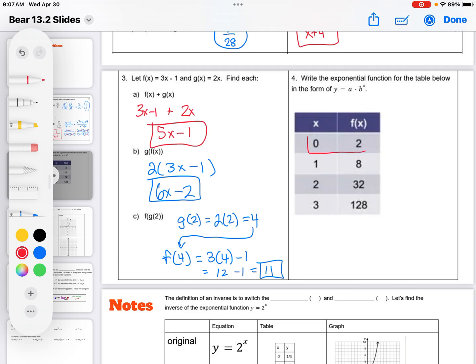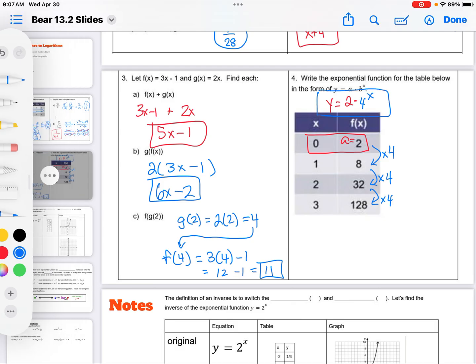For the last one, to write this exponential function, we first need our a value, which is the y-intercept. Look where x is 0, your a value is 2. Now for our b value, we look to see how the outputs change as we go along. Looks like we multiply by 4 each time, so your b is 4. So your answer is y equals 2 times 4 to the x.